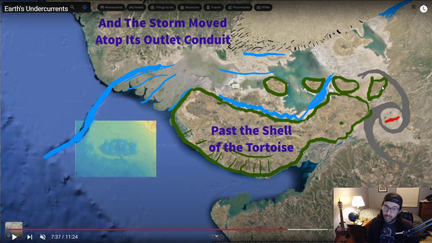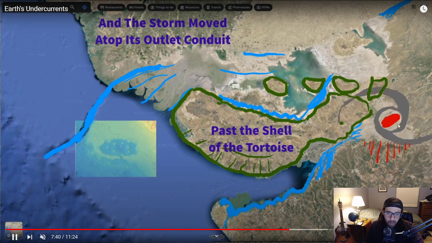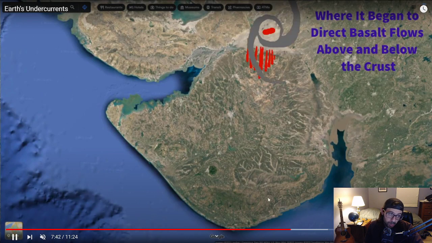But then later on, I just did it so much that I was actually copy pasting the spiral to make the motion, to account for space of time that I probably should have done for this. But the storm moved atop its outlet conduit over here and then past the shell of the tortoise. So past it, which is why it's shaped like that, which is when, boom, which I drew it like that. So I drew it, I didn't say it, where it began to direct basalt flows above and below the crust.